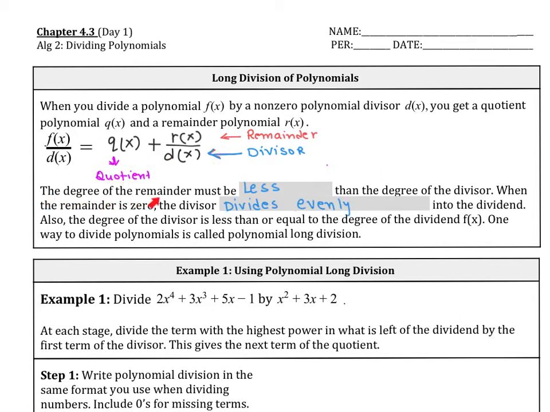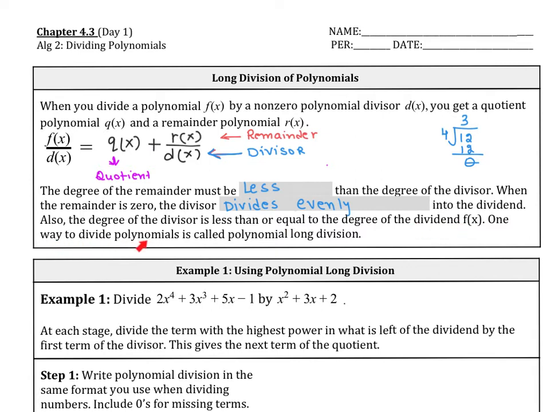The degree of the remainder must be less than the degree of the divisor. When the remainder is 0, the divisor divides evenly into the dividend. So for example, if you have 12 and you divide it by 4, it divides evenly, so that's why the remainder is going to be 0. The degree of the divisor is less than or equal to the degree of the dividend f(x).